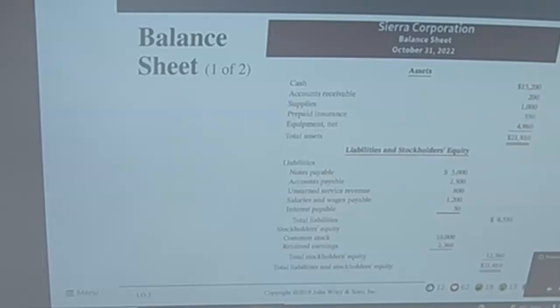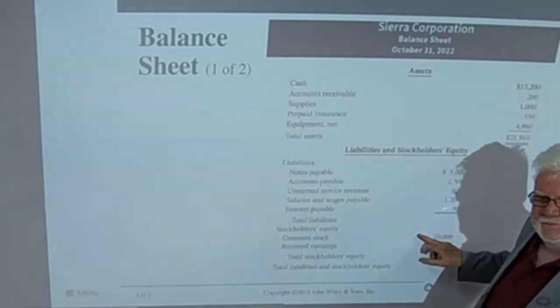The word common is because later in your education, you'll realize that there are other types of stock, preferred stock and stuff like that. You learn that in finance. The common stock, for our purposes, represents the money the shareholders purchased the shares for. And they hold them. They own the company.